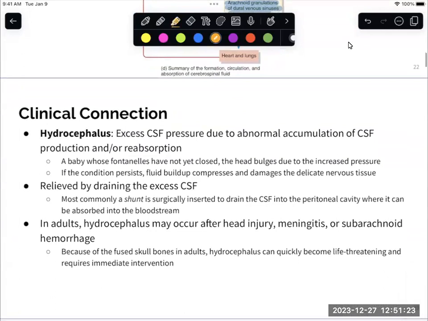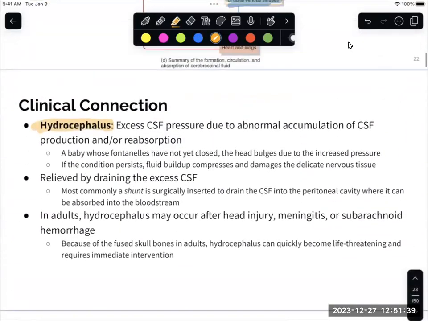This leads us to hydrocephalus. This is where cerebral spinal fluid either is not being reabsorbed or we're making too much cerebral spinal fluid. It causes excess accumulation of the cerebral spinal fluid.